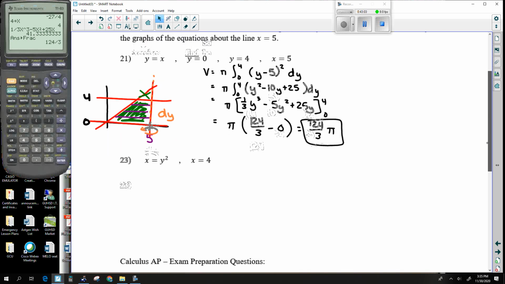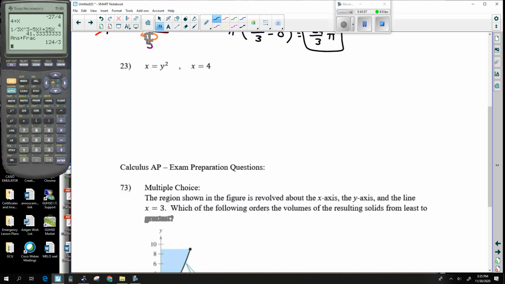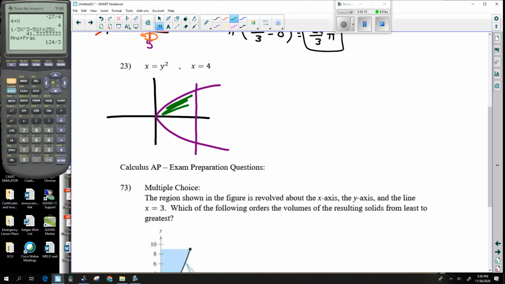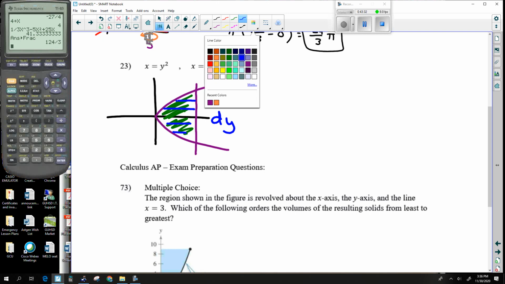Again, around x is equal to 5, I have to keep that in mind. Okay, x is equal to y squared, and x is equal to 4. All right, so the best way to integrate this is side to side. It's almost mandatory, so that's a dy style. And this is being around x is equal to 5, which is a vertical line, so that also plays into it.